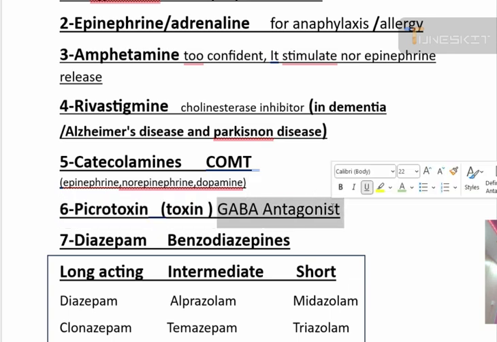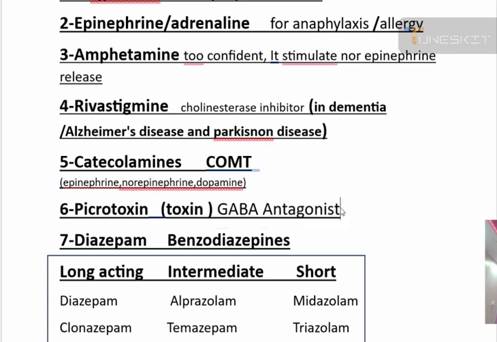So when someone takes anesthesia for a surgical procedure, the person will go into CNS depression because anesthetic drugs cause CNS depression. So it is a GABA antagonist. It means GABA is inhibitory, so picrotoxin will antagonize GABA, or simply picrotoxin will stimulate the CNS. So the person will recover from anesthetic induced respiratory depression.